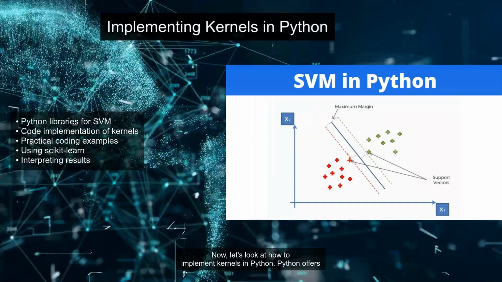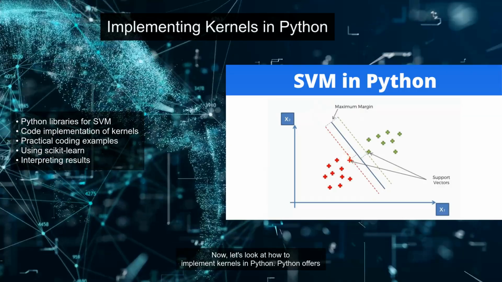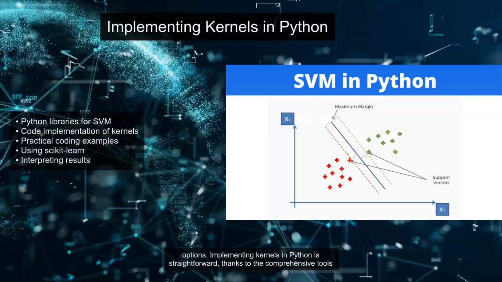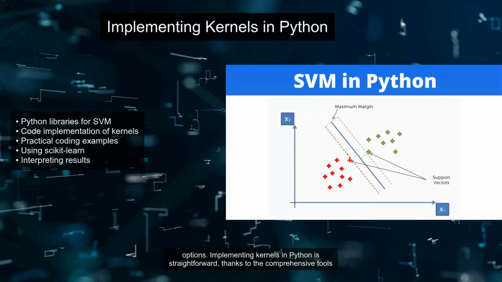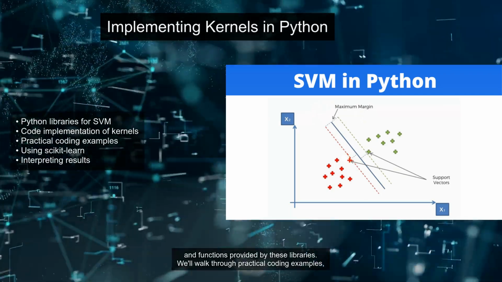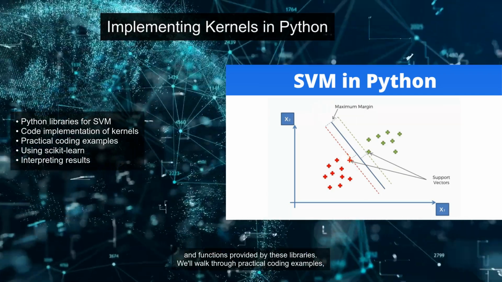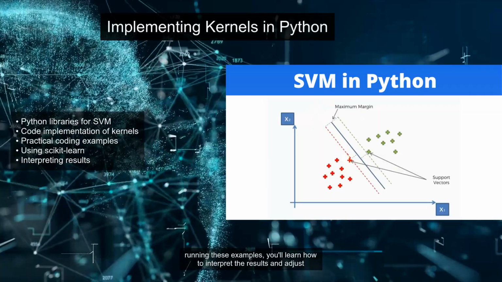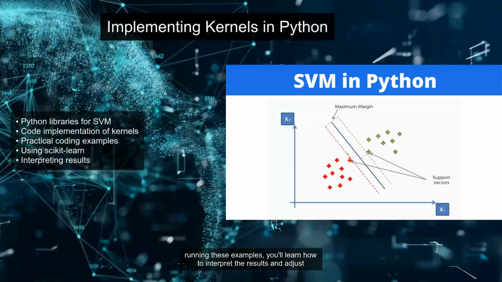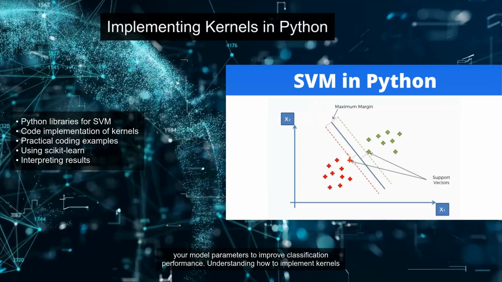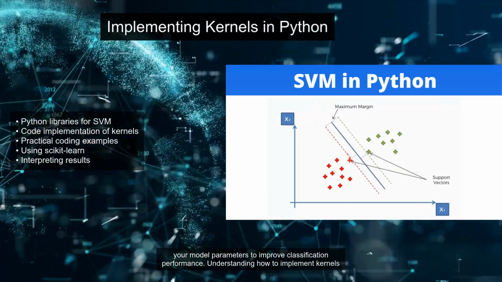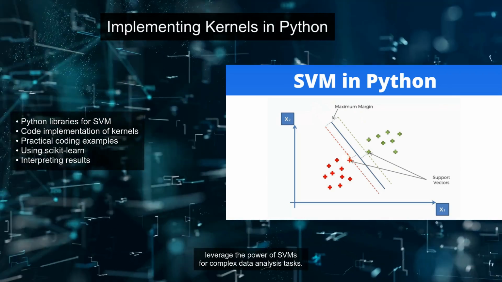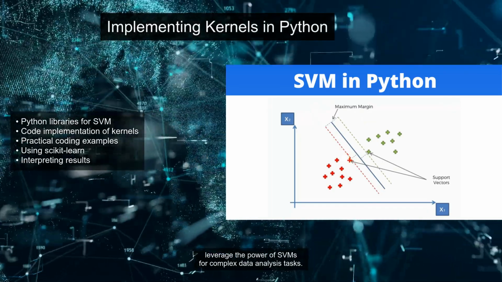Now, let's look at how to implement kernels in Python. Python offers several libraries for SVM, with scikit-learn being one of the most popular options. Implementing kernels in Python is straightforward, thanks to the comprehensive tools and functions provided by these libraries. We'll walk through practical coding examples, demonstrating how to apply different kernels to your dataset using scikit-learn. By running these examples, you'll learn how to interpret the results and adjust your model parameters to improve classification performance. Understanding how to implement kernels in Python is an essential skill for data scientists, enabling you to leverage the power of SVMs for complex data analysis tasks.